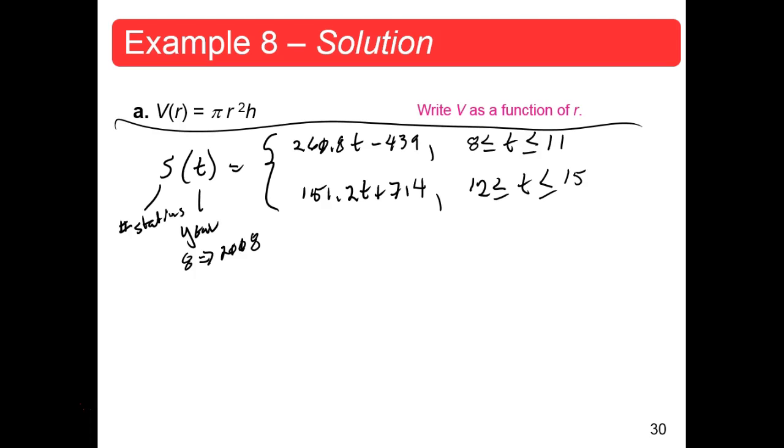Plug it in. Plug a 9 in for T, right? Multiply by, you use this formula because you're between 9 and 11, right? Okay, that's not 9 and 11. Okay, no, you're between 8 and 11. Okay, that makes sense. So 261.8 times 9 minus 439. What do you get for year 2009? How many stations?